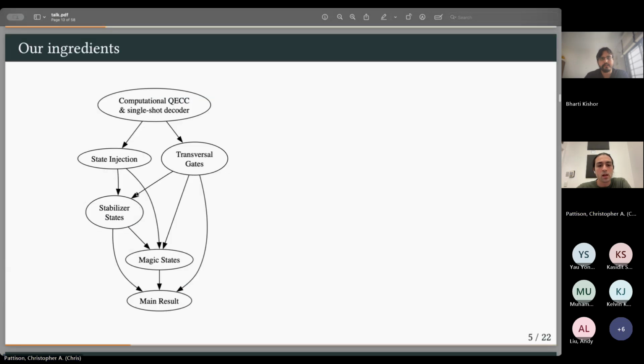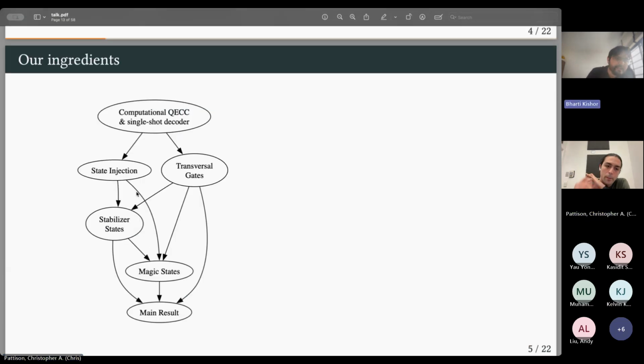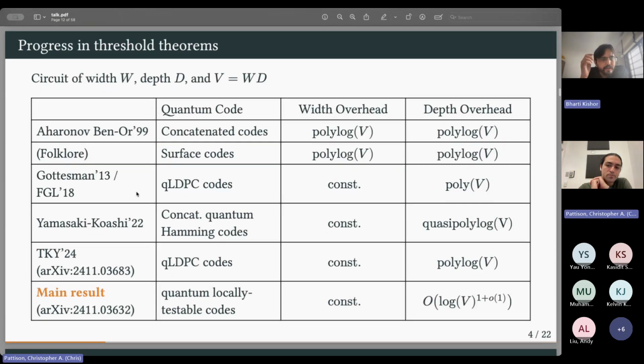So basically, can I ask a question, Chris? Yeah. So, you started with assuming that the noise model is independent error.